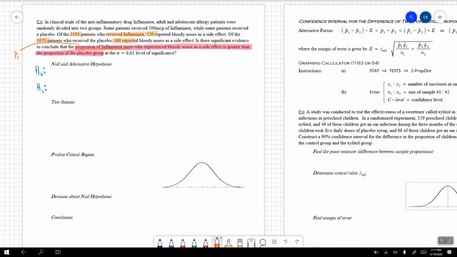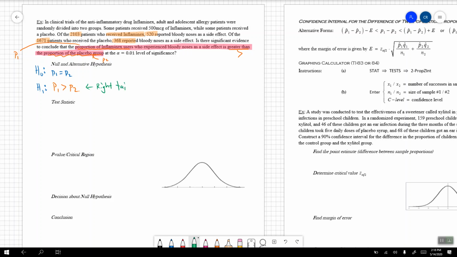I'm going to set that to be my first proportion, and this proportion says greater, so it's going to be greater than the proportion of the placebo group, which I'm going to label as P2. So this statement now becomes that P1 must be greater than P2. In other words, proportion 1 is going to be greater than proportion 2. Naturally, our null hypothesis will always be equal to, meaning that there is no difference in the proportions. Looking at the alternative we just set up, this is going to be a right-tailed test.